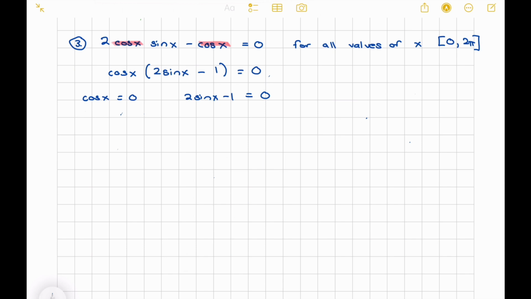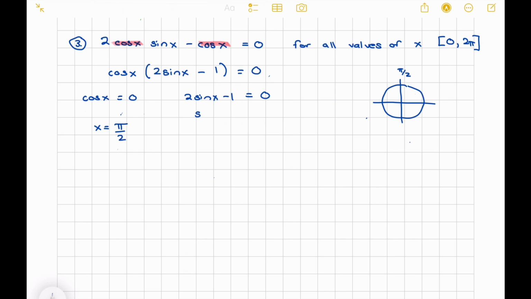I know that cosine of x on the unit circle equals 0 right here at pi over 2. That's where x equals 0 at that angle. So using that angle, I can say that x equals pi over 2. It's going to be one of my possible solutions.